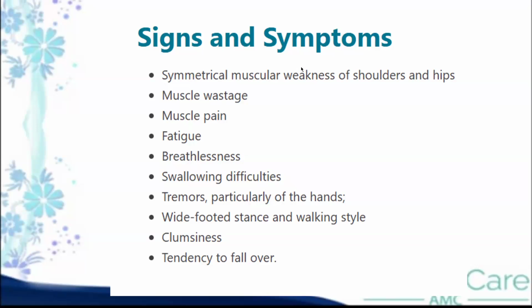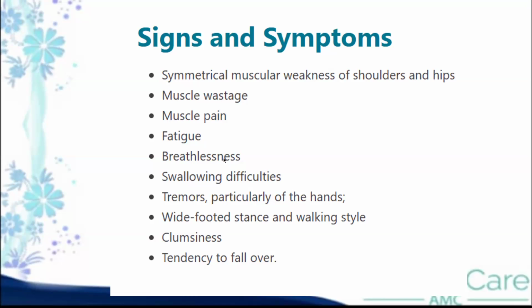And here, what they have is a weakness, right? Sorry, this is polymyositis. So they have a weakness, which is symmetrical and which affects the shoulders and the hips. So the rest of it, you just have to have an idea. So associated with this muscle weakness, there's disuse. So they have atrophy. So there's muscle wasting, muscle pain, fatigue.